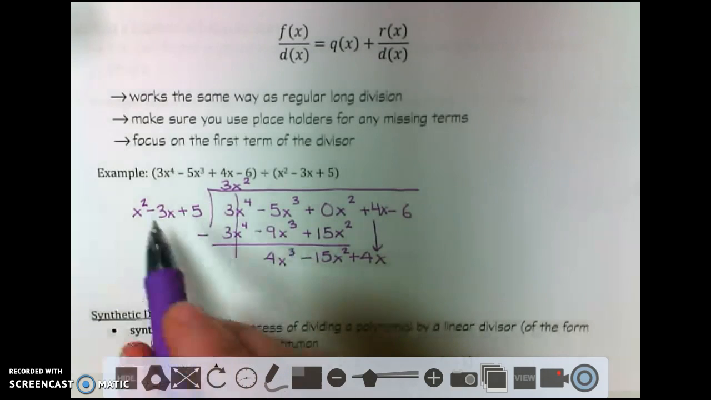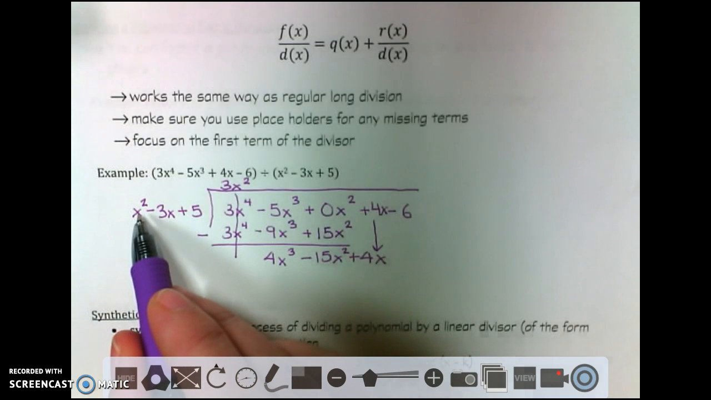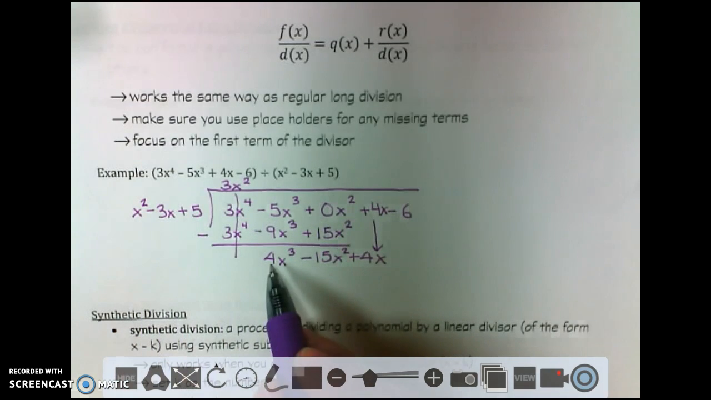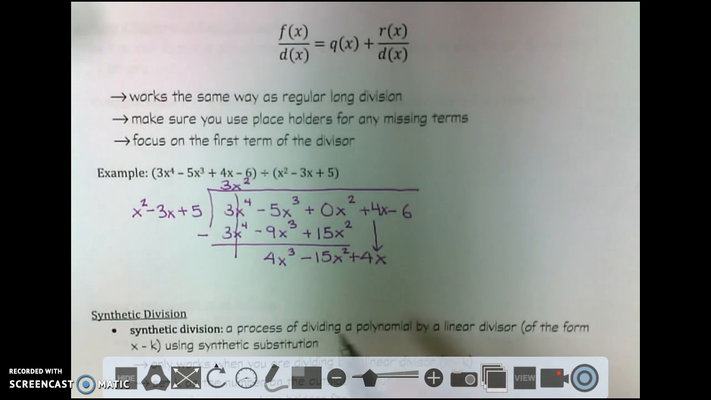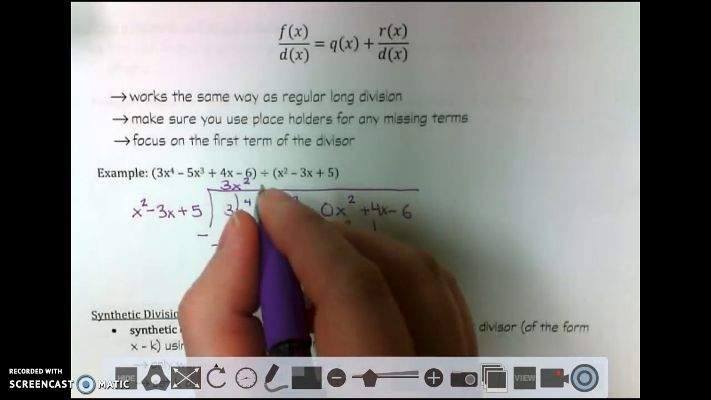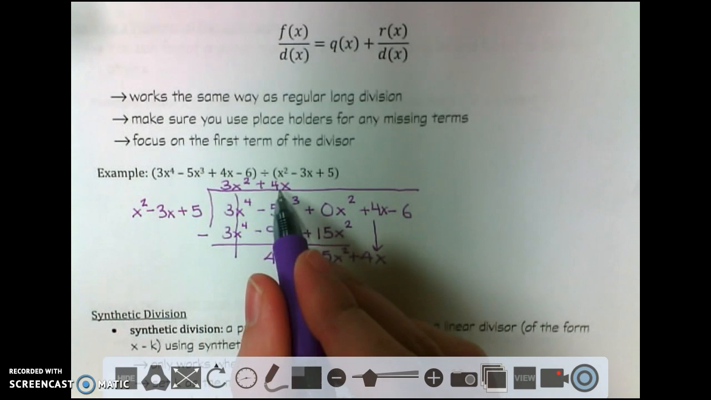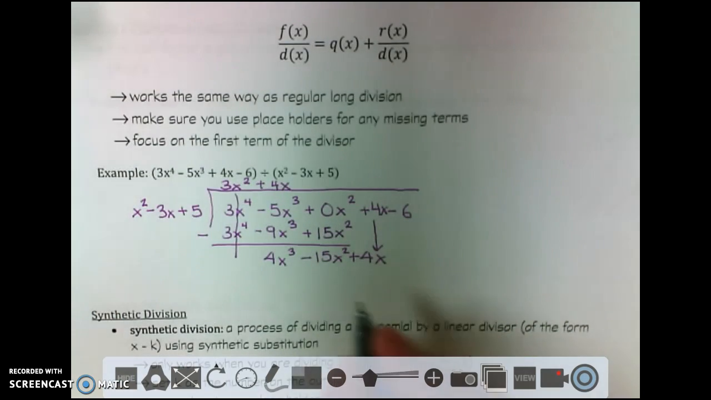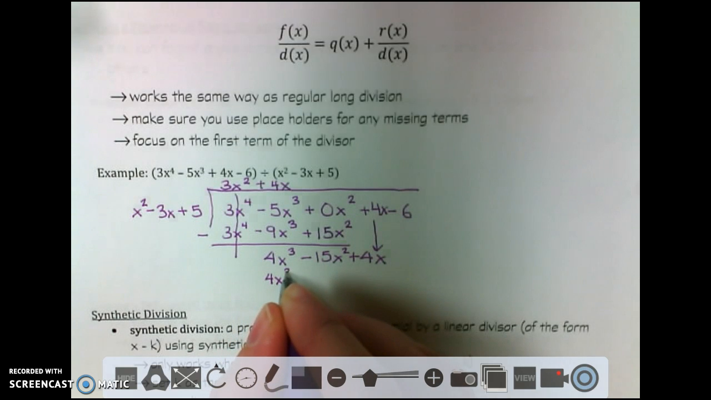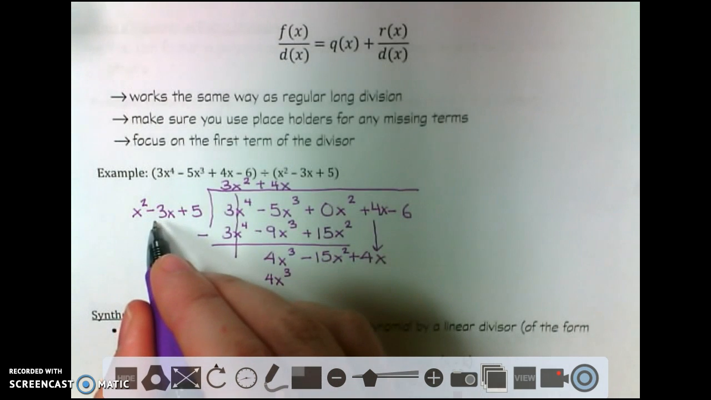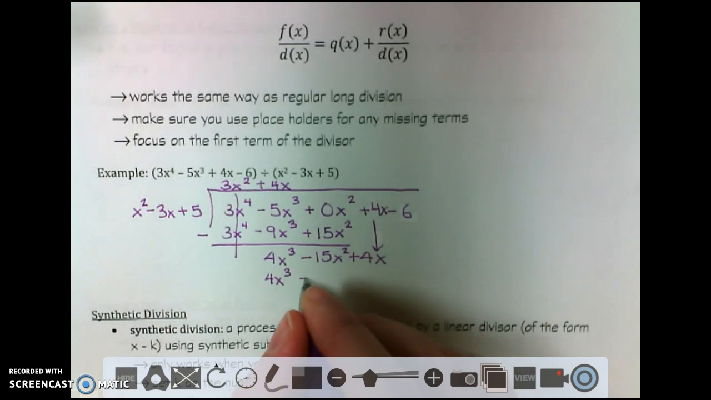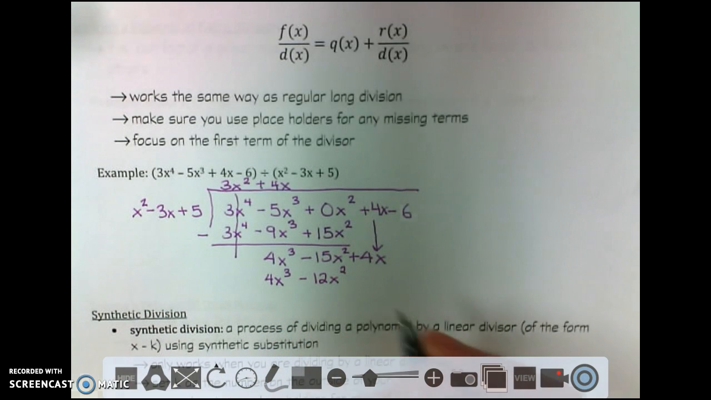Now I'm going to come back to my first term of my divisor. How many times does x squared go into 4x cubed? And the answer there is 4x. So I say plus 4x. And then I repeat the process. 4x times x squared is 4x cubed. 4x times negative 3x is negative 12x squared. And 4x times 5 is 20x.